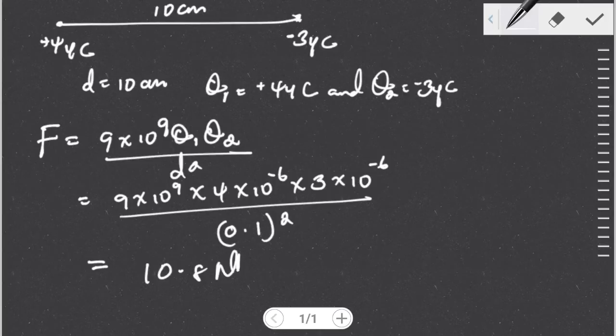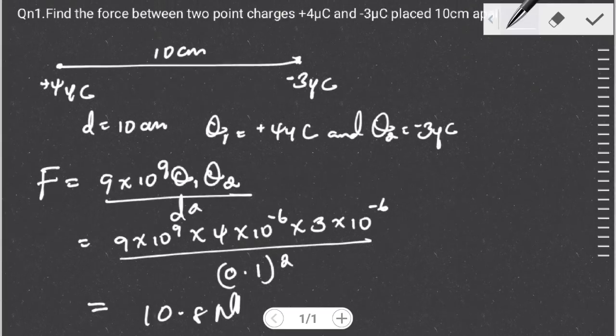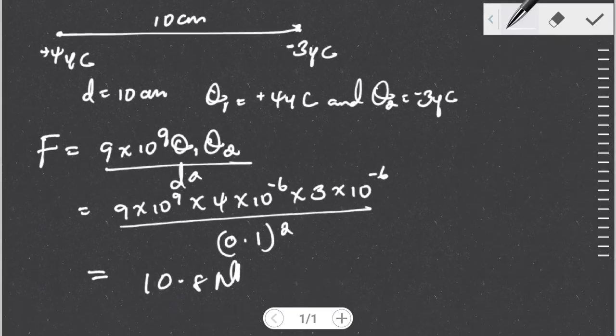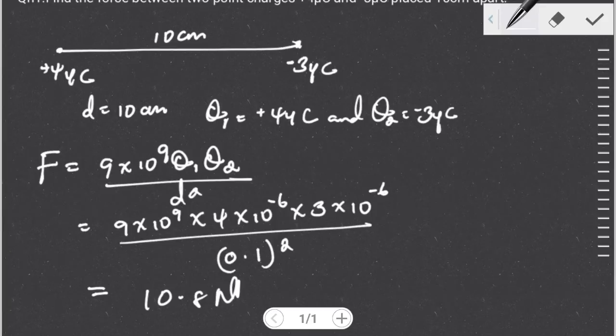But since force is a vector quantity, it has magnitude and direction. If you look at these forces, the force between the positive 4 nanocoulomb charge and the negative 3 nanocoulomb charge is attraction, and therefore I would say attraction.